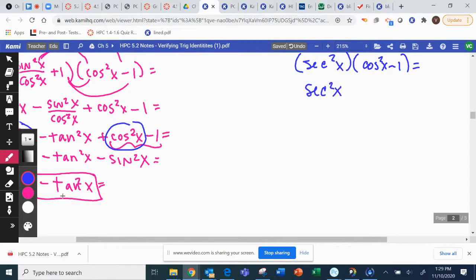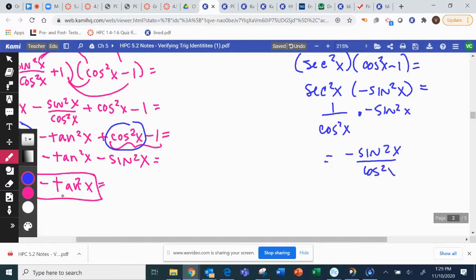Cosine squared. Oh, you said that was negative sine. Is that what you said, Sam? Okay. And then secant would be 1 over cosine squared x multiplied by negative sine squared x. Oops, I put the equal sign on the wrong side. And then that would equal negative tangent squared x as well.